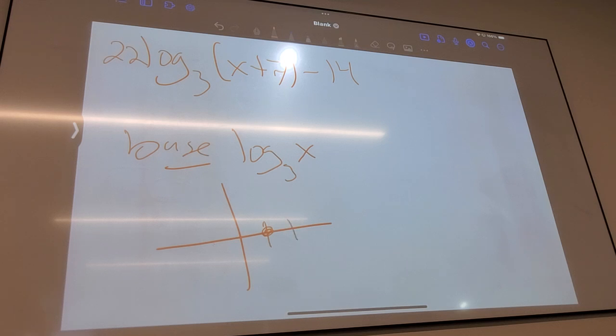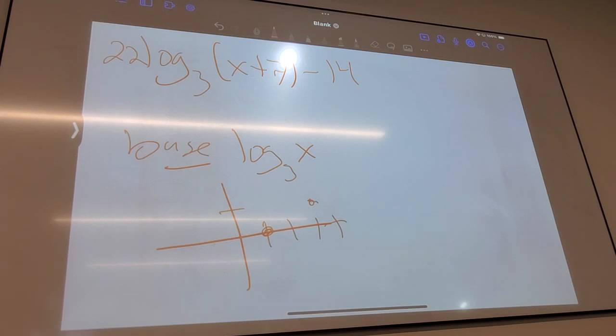How far up here do I have to go until I get to a good number? What's a good number to put in on the x-axis? What's a good input? Is 2 a good input? Do you know log base 3 of 2? No. So what's a good input? 3. Okay, 3 goes to 1. So it's always 1, 0.